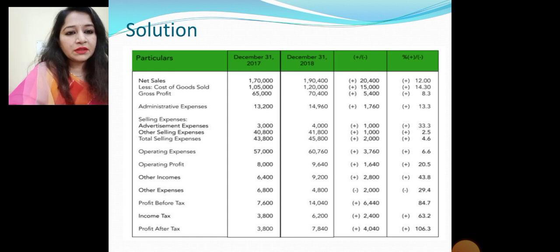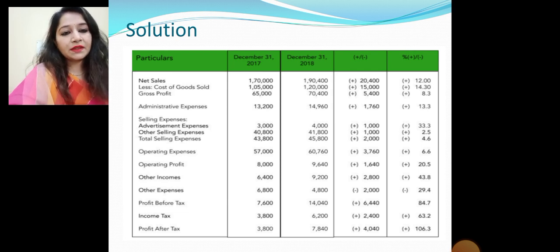Next, operating expenses 57,000 and current year 60,760. Difference is 3,760, and percentage 6.6%. Next, operating profit 8,000 previous year, current year 9,640. Difference is 1,640, and percentage is 20.5%. Next, other income 6,400, current year 9,200. Difference is 2,800, and percentage is 43.8%.